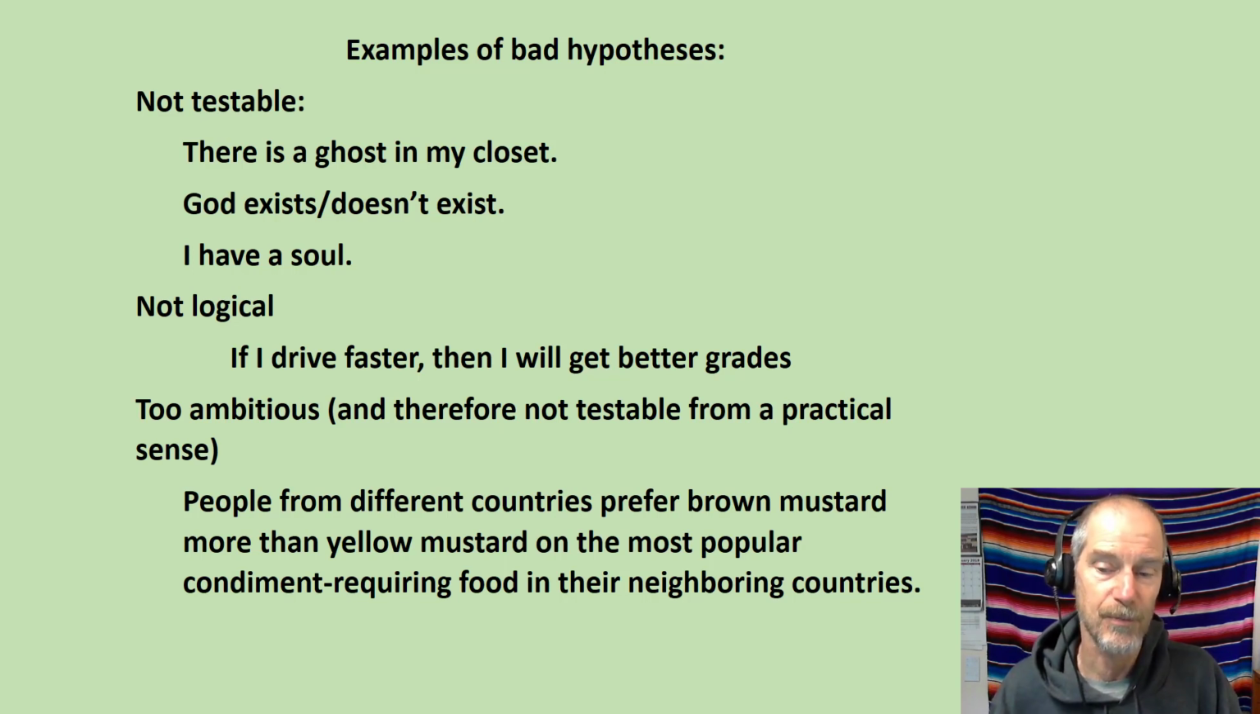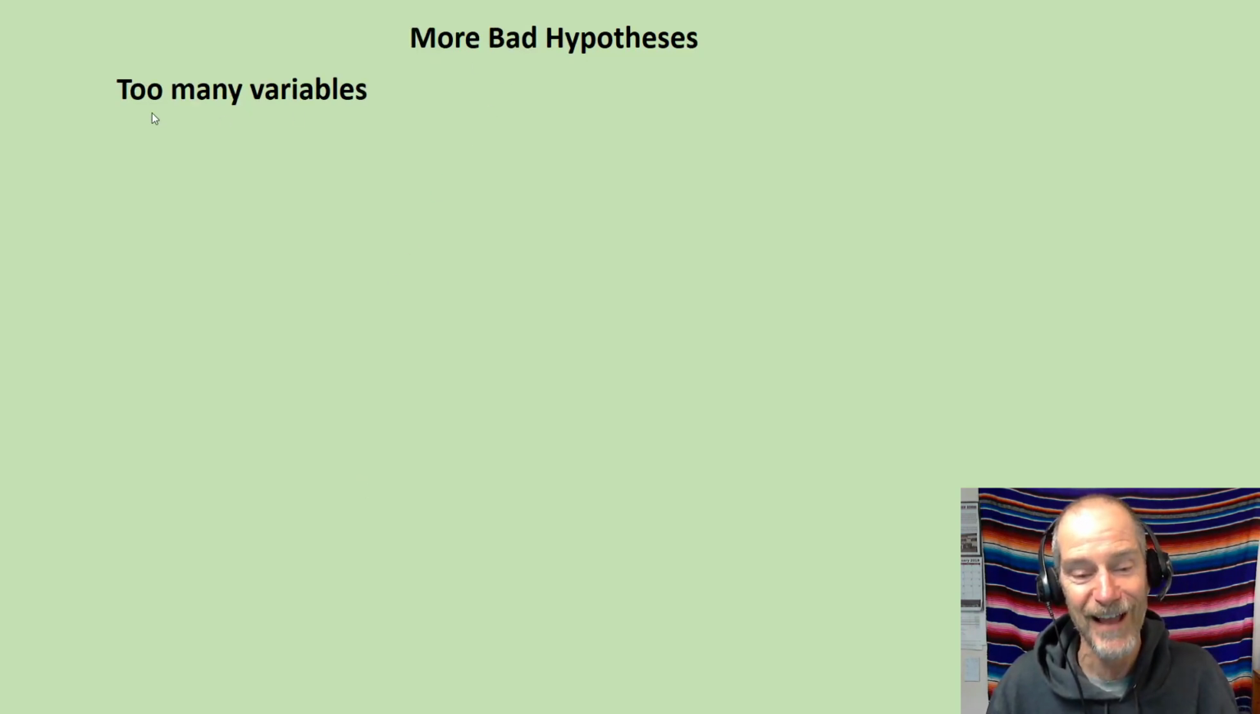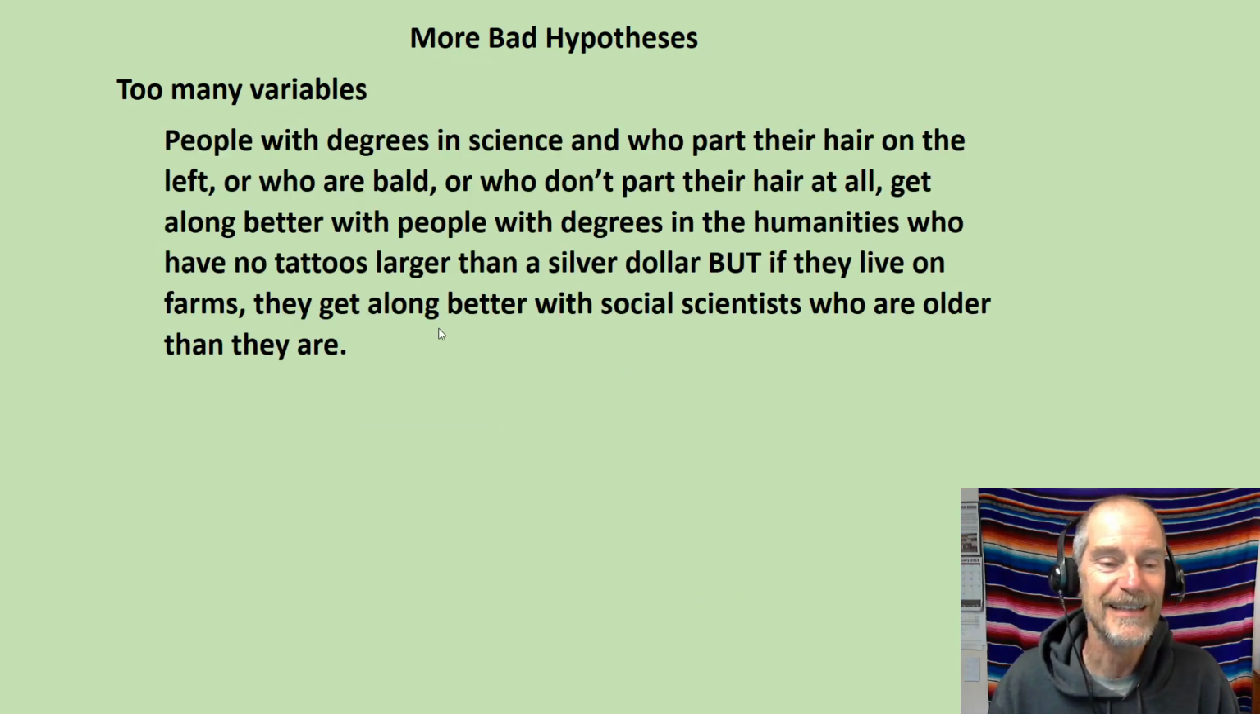People from different countries prefer brown mustard more than yellow mustard on the most popular condiment requiring food in their neighboring countries. I don't know. Even if I had a lot of money, how would you figure that out? You'd have to do some surveys. You'd have to see about people's purchasing habits in different countries. So you'd have to do this in a lot of different countries. You'd have to figure out what is the most popular condiment requiring food. What is it? Like hamburgers, hot dogs, shawarma? I don't know. In their neighboring countries. So this is going to be too big, I think, for you and me, and so not testable from a practical sense. Bad hypothesis.